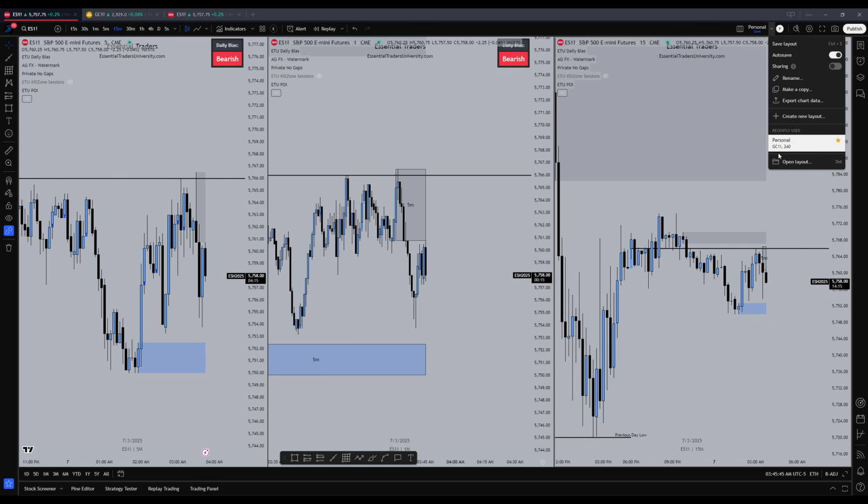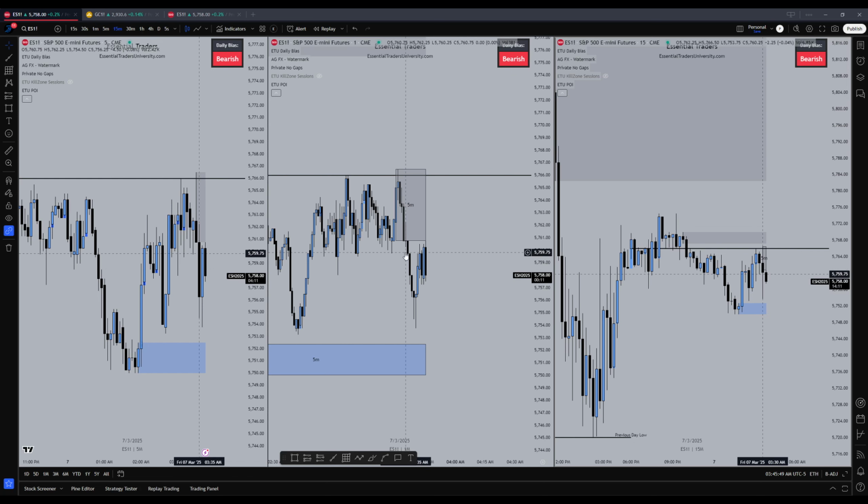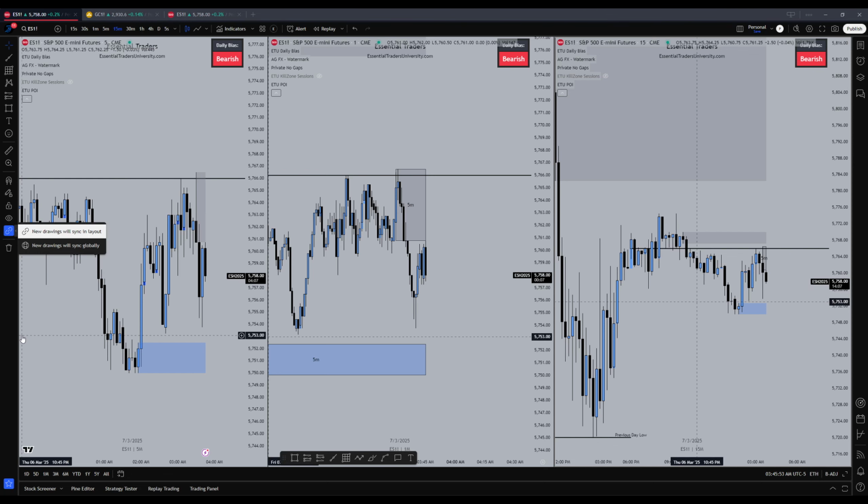I deleted all my previous layouts. Now I just have one layout here because I felt like it was just too redundant having so many layouts. If you know what that is, you know, but you don't have to necessarily dig deep into understanding what layouts are in TradingView. Just make sure you have this clicked and that's blue and sync them in layout.